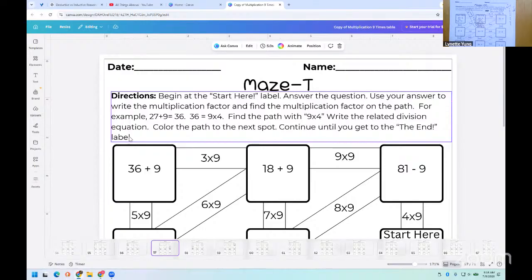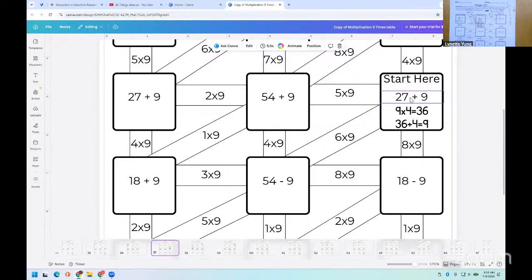Write the related division equation. That's what I said. So the related division equation would look like this. Right here is the start here: 27 plus 9 is equal to 36. So 36 should be 9 times 4 is equal to 36. And the related division equation would be 36 divided by 4 is equal to 9.